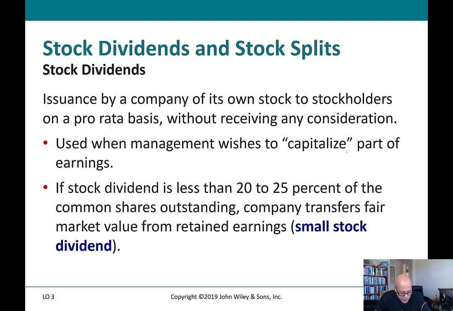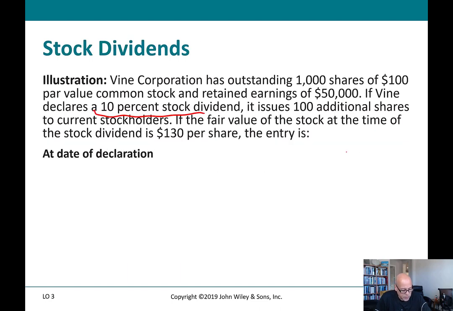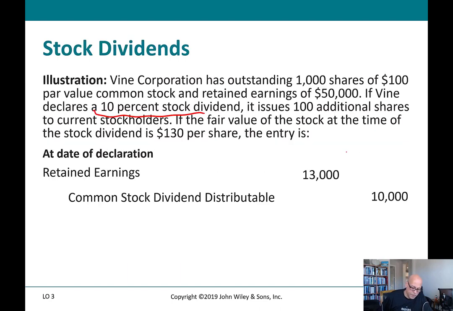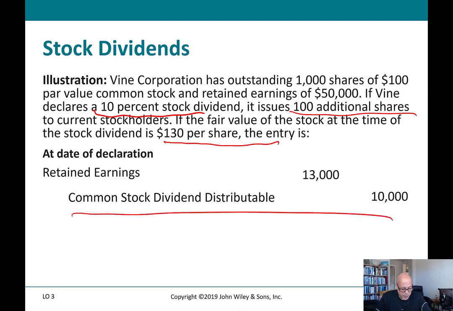So we're sitting here and we've got what? We've got this 10%, okay, and the market value of the stock is $130 per share. We're going to issue a stock dividend of 100 shares. We debit the retained earnings just like we would for a cash dividend, but instead of crediting the liability dividend payable, we credit common stock distributable.